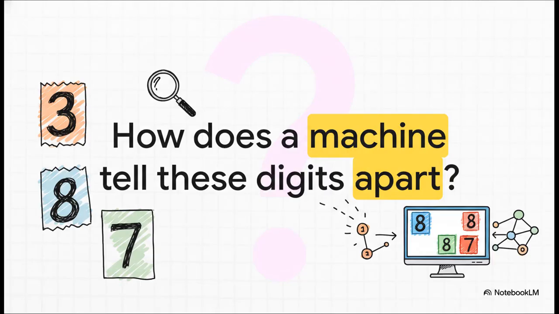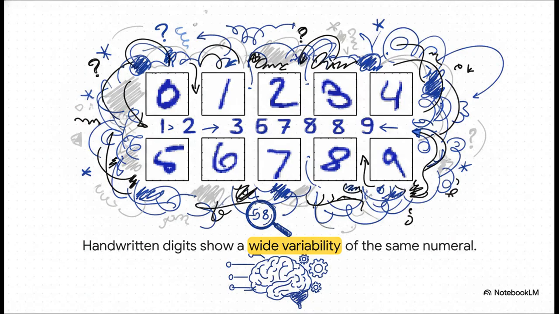Okay, so let's kick things off with a classic problem. How does a machine learn to tell these handwritten digits apart? I mean, for you and me, it's a piece of cake, right? But for a machine, think about it. That's actually a really tough thing to teach. Just look at all the different ways people write. My two probably looks nothing like your two. Every single number has its own little personality, its own little quirk.